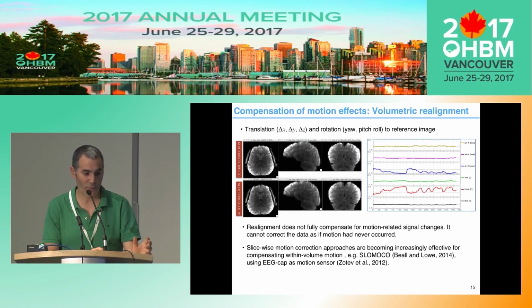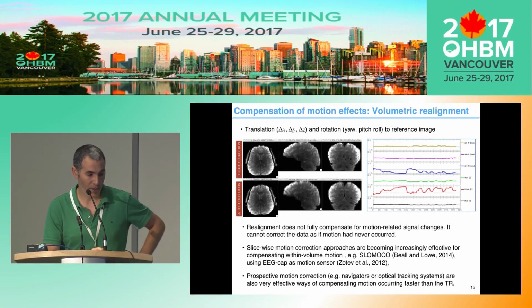And for that, you have to use more sophisticated approaches like SLOMOCO, or for instance, using the EEG cap as a motion sensor that can actually account for these slice-wise motion effects. Also, you can use prospective motion correction, for instance, using navigators and optical tracking systems.